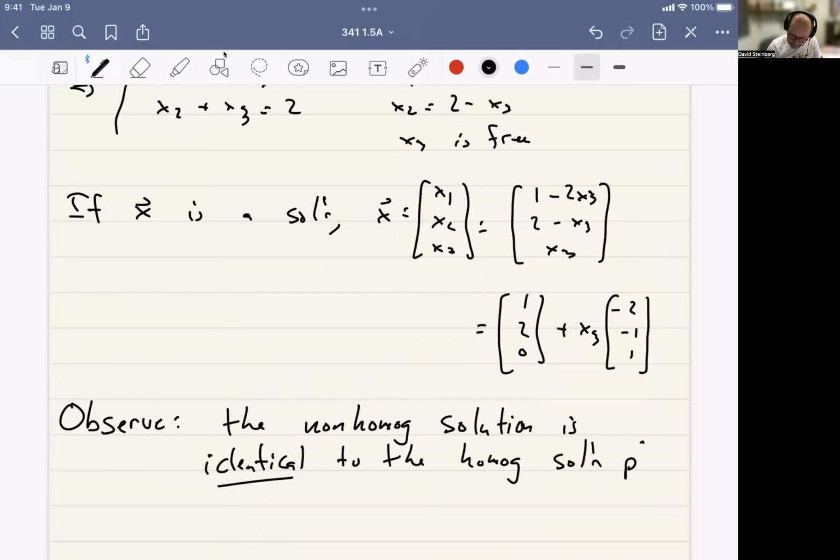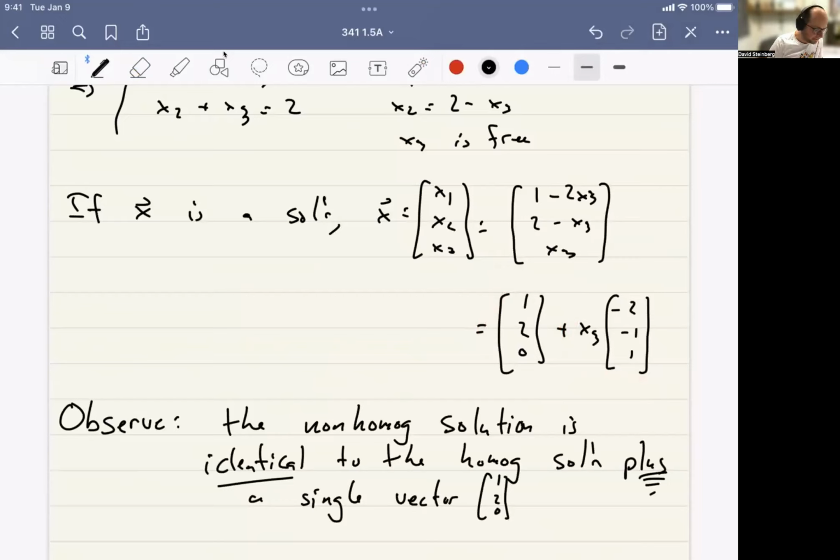Plus a single vector. In this case, 1, 2, 0. Okay, and this was not carefully crafted. This is true in general.